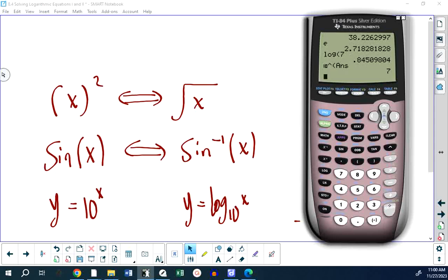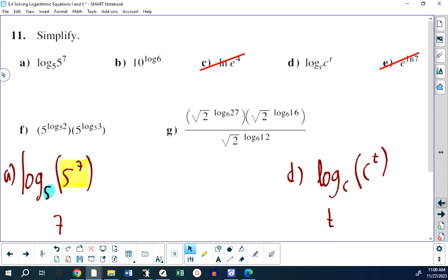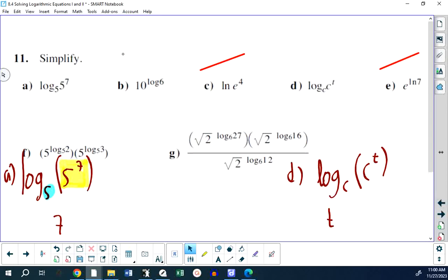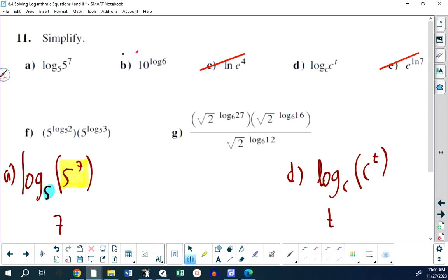If I take 10 raised to the 7 and take the log of that, I get 7. So I can do them in any order. The bottom line here is that 10 raised to and log base 10 of cancel each other. This is equal to 6. And you can arrive at that by just understanding that inverse operations undo each other.